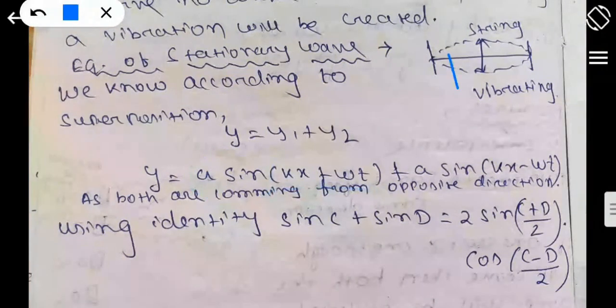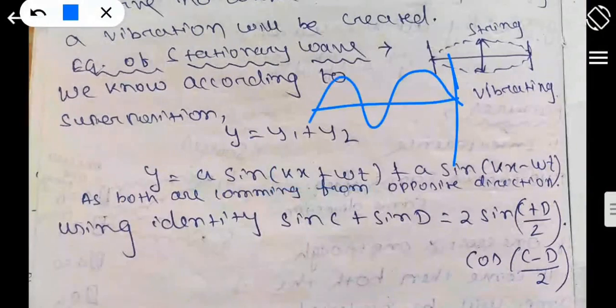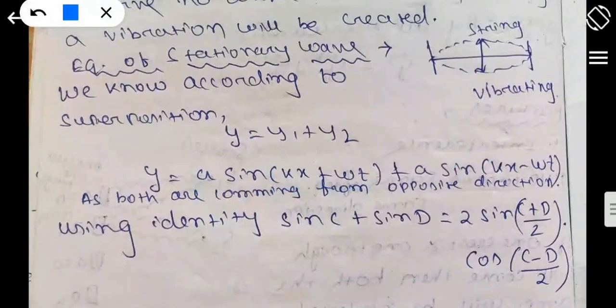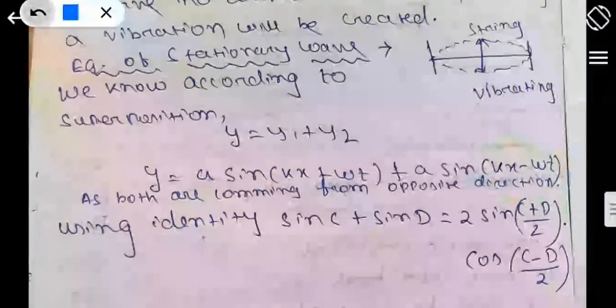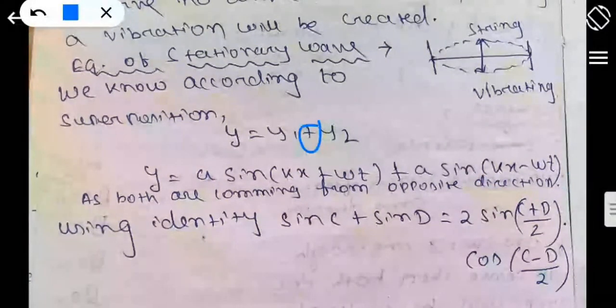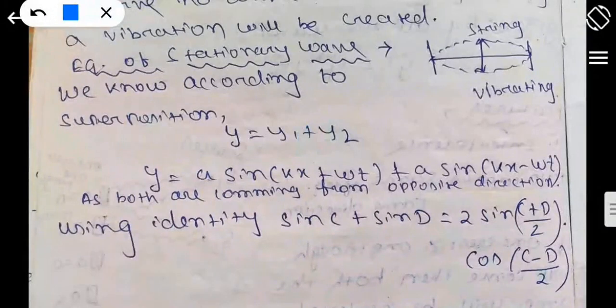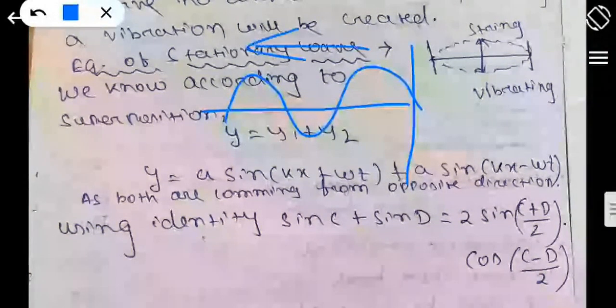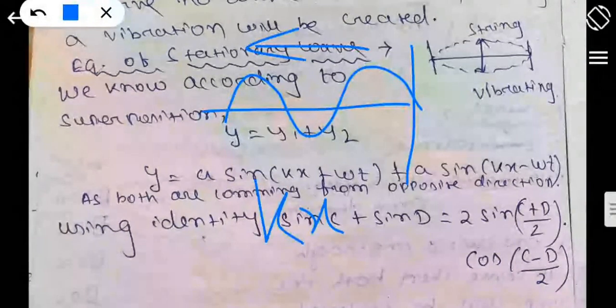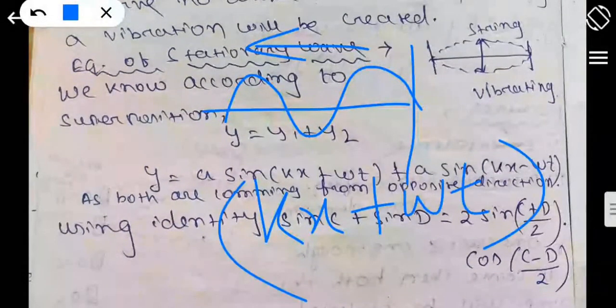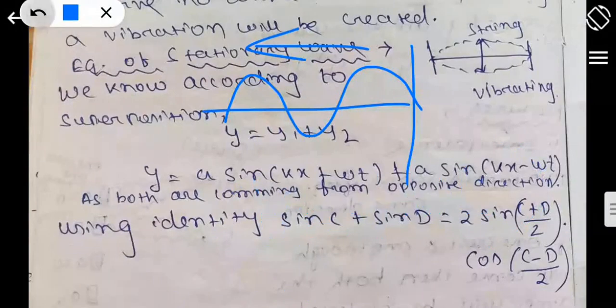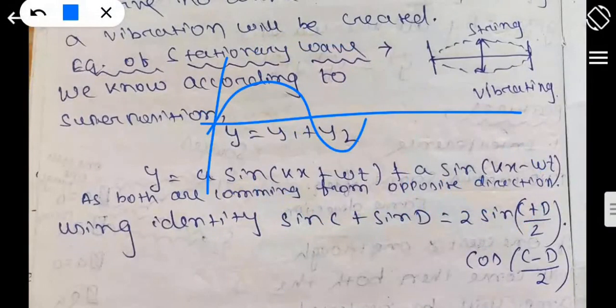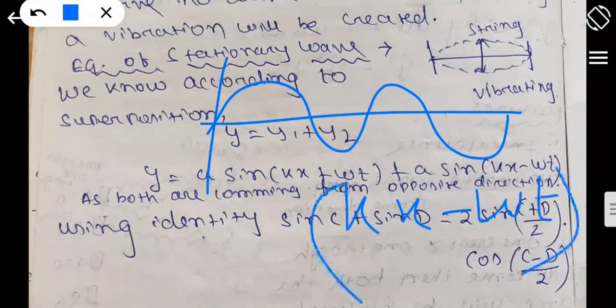Another one is coming from right to left, so this should be kx minus omega t, or you can swap them, because there is a plus symbol, so no need to create any issue. Always remember, if a wave is traveling from right to left, the formula is kx plus omega t. And if the wave is traveling in the opposite direction, left to right, it will be kx minus omega t. This is the general equation.